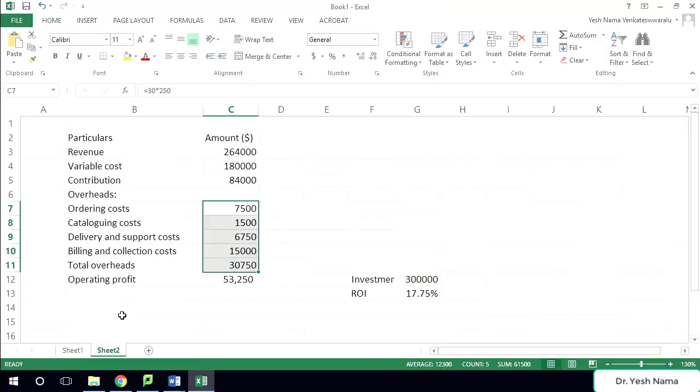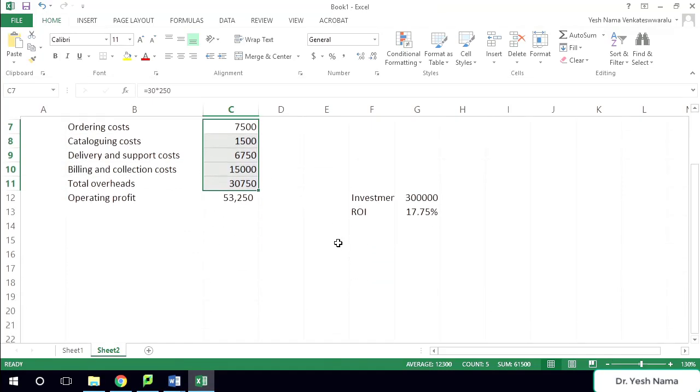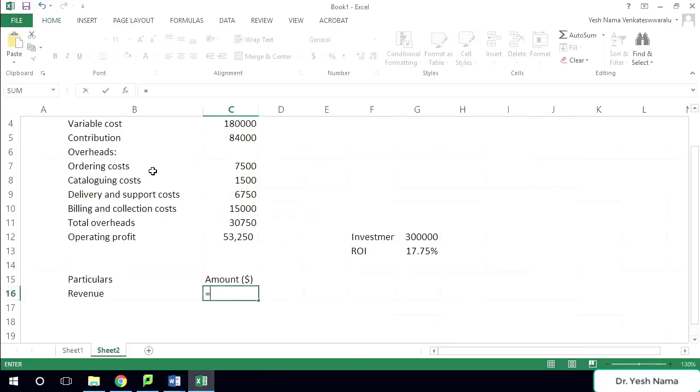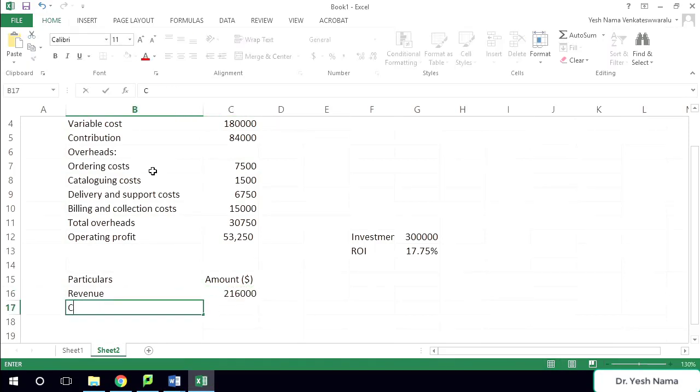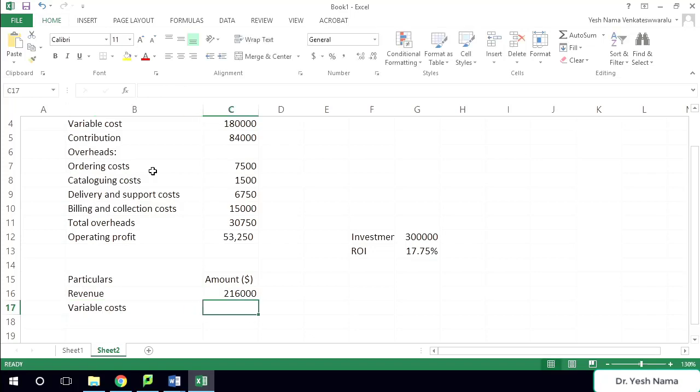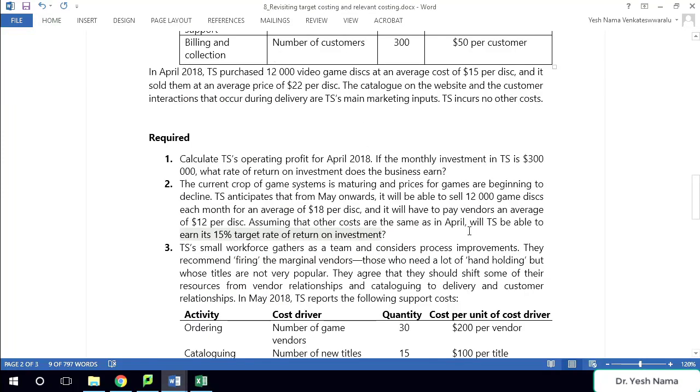So if we were to work out this, 12,000 discs at 18 per disc, variable costs, 12,000 discs times 12 per disc.